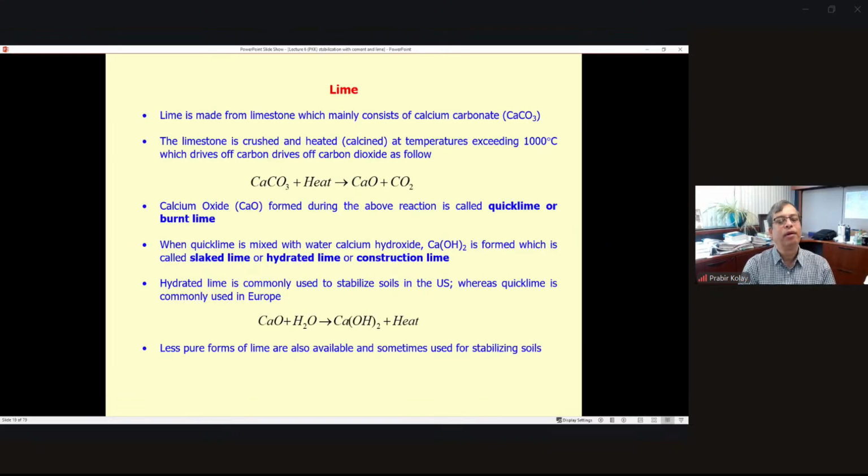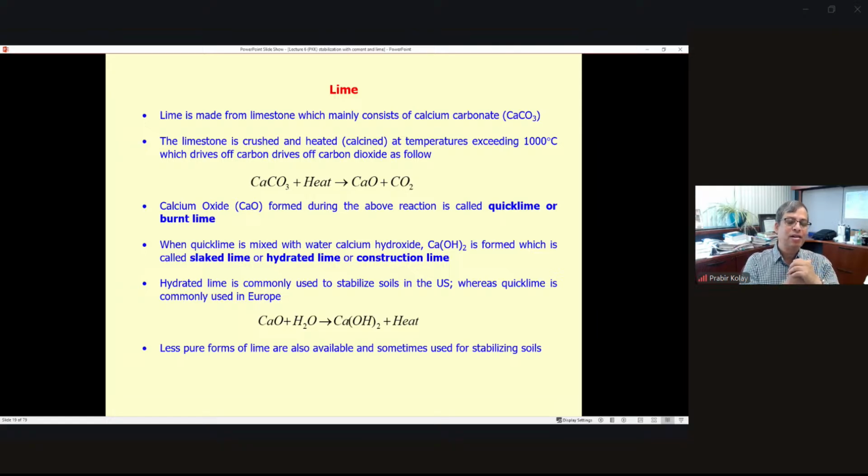Now again, what reactions take place? Basically, lime is made from limestone, which consists of calcium carbonate. When we heat calcium carbonate, it forms CaO plus CO2, calcium oxide plus CO2. CaO formed during the reaction is called quick lime. That's why it's heated, and it is also called burnt lime. For slaked lime, you add water, and it forms calcium hydroxide, in the slaked lime or hydrated lime, sometimes called construction lime.